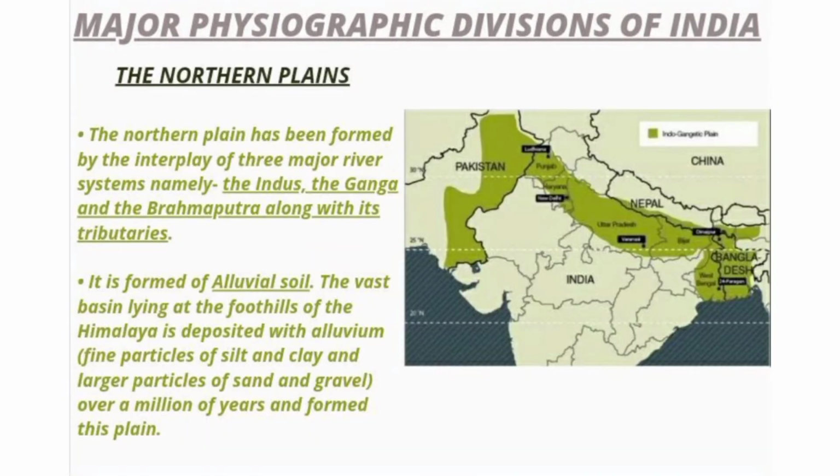The Northern Plains. The Northern Plains have been formed by the interplay of three major river systems, namely the Indus, the Ganga, and the Brahmaputra along with their tributaries. It is formed of alluvial soil. The vast basin lying at the foothills of Himalayas is deposited with alluvium, fine particles of silt and clay, and larger particles of sand and gravel over millions of years and form this plain.